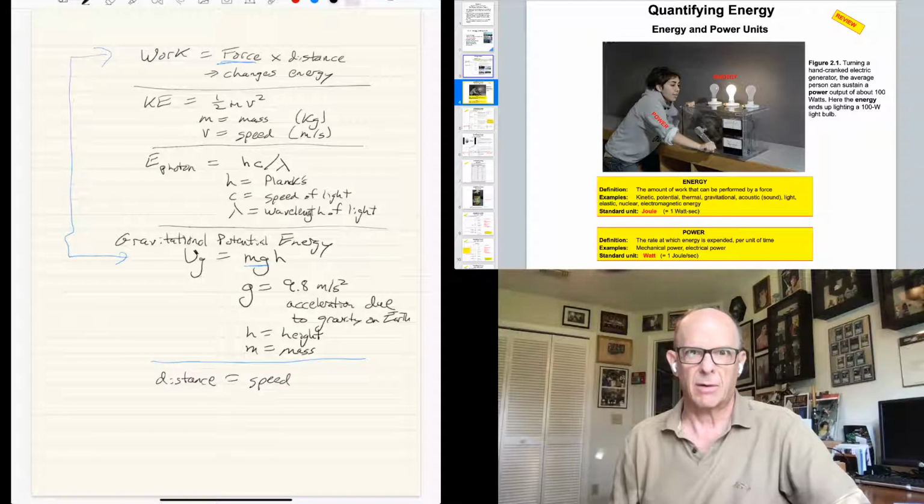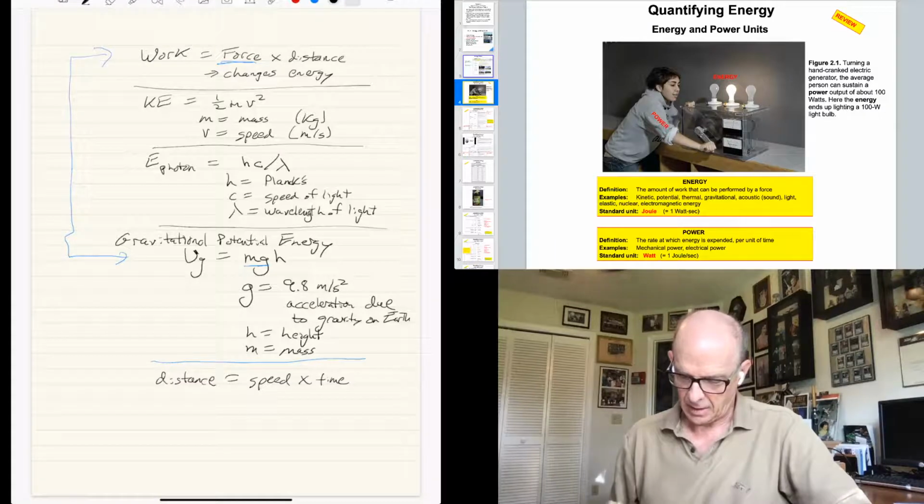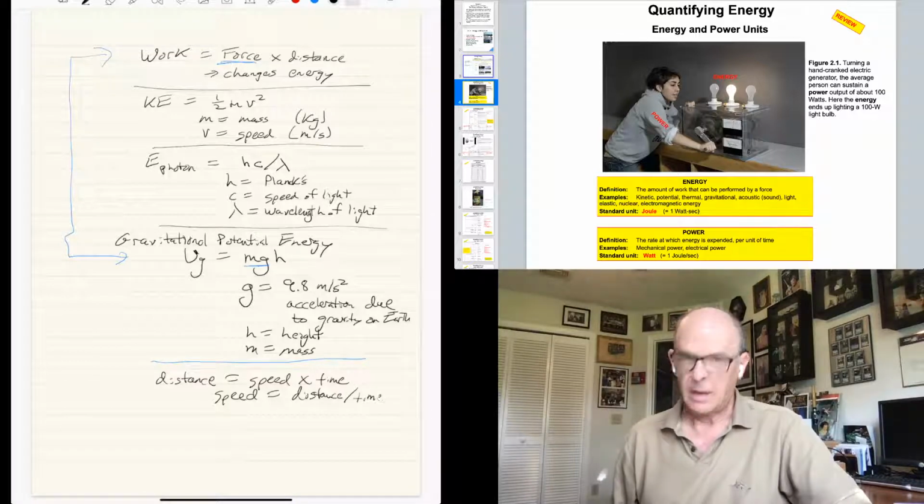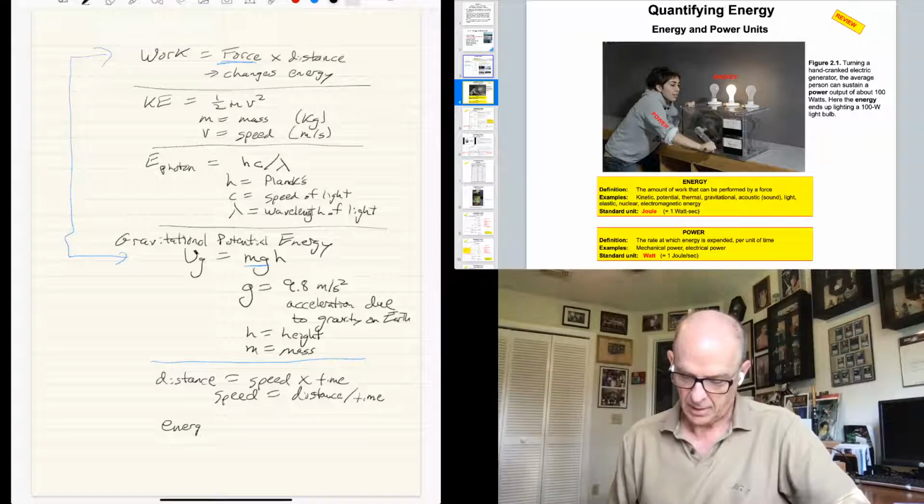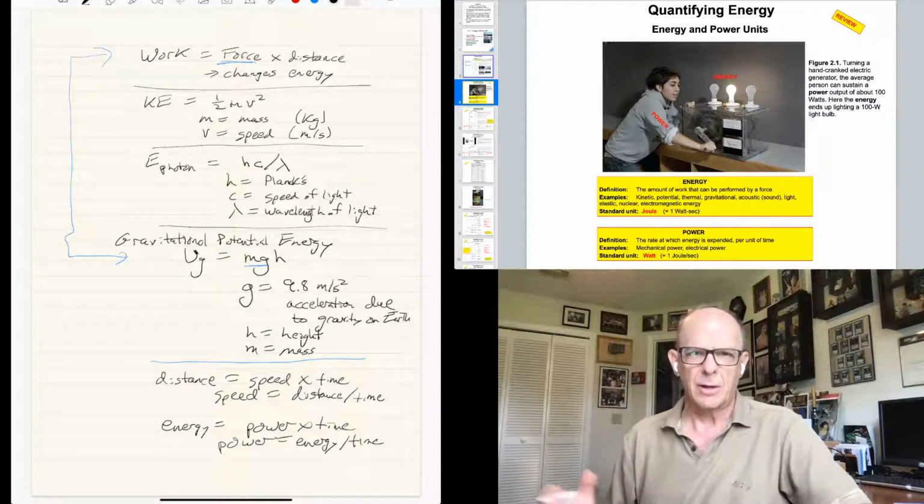That's the rate of our motion times time. And similarly, the speed we're going is the distance that we've traveled divided by time. And you can see that that's exactly analogous to the situation with energy and power. Energy is power times time, and power is energy divided by time. That may help you keep straight the relationship between energy and power.